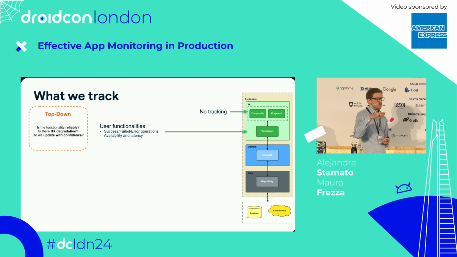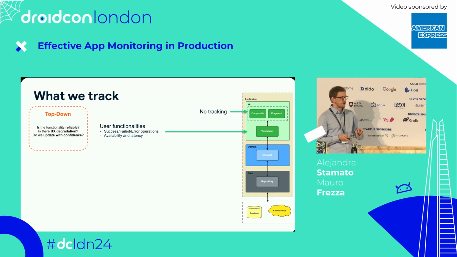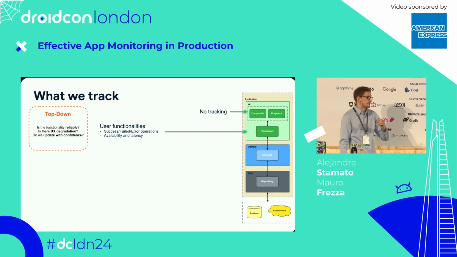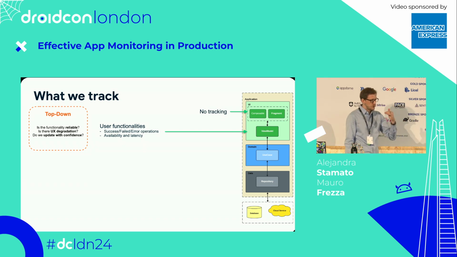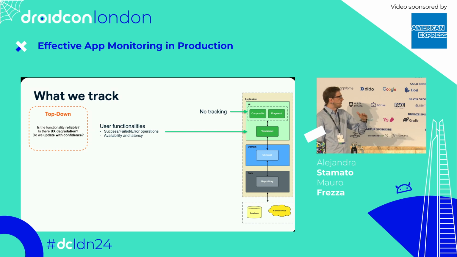So what we track is on the view model, and there we focus on user functionality, so we can think, okay, we are loading data. Is this loading data going to work? What exception do we get? How many times does it fail? How long does it take? And so we are more focused on the view model, trying to see the user functionalities and the reliability of it. Then once we have defined monitoring there, if we detect there is an issue in the view model, we need to understand why.